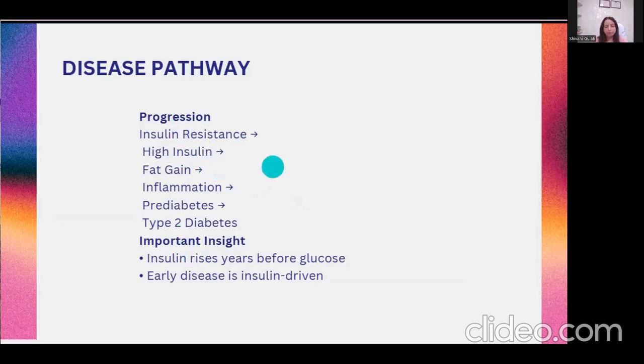Like, it often begins with an insulin resistance where the cells stop responding efficiently. So to compensate for this, the body produces higher and higher insulin. This high insulin environment promotes fat gain, especially around the abdomen. ठीक है. So as the fat tissue increases, the inflammation rises, and over time this combination of high insulin and inflammation pushes the person towards pre-diabetes and eventually diabetes. ठीक है. So this is how this vicious cycle starts.